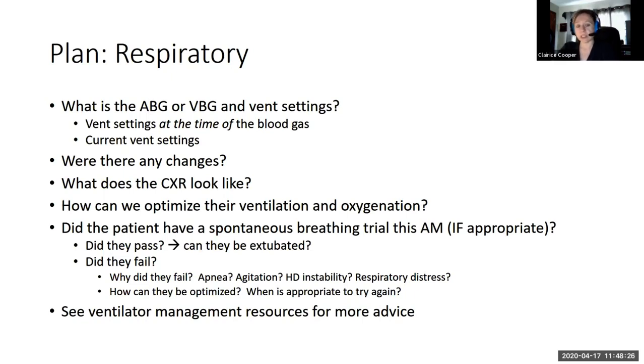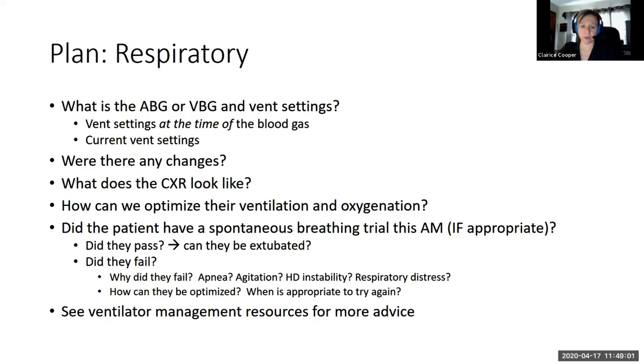So if a patient's currently on pressure support and you've got a blood gas, the question is, was this blood gas drawn on the current pressure support, or was this blood gas drawn when they were still on PRVC earlier this morning? And sometimes you have to seek out that information from the respiratory therapist or from the night nurse in order to determine that, because that is very important in terms of making decisions about vent changes and when to get the next gas, etc.